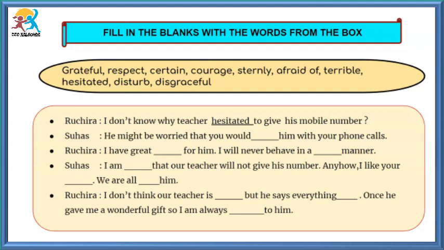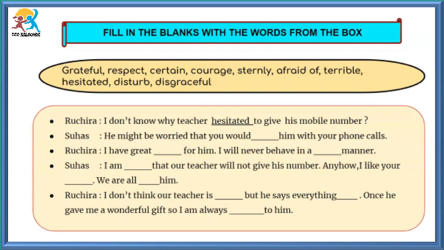In this exercise, you need to go box by box. Fill in the blanks with the words from the box. In the second box, you have 10 words that you need to fill in the blanks given in the third box. Here is a conversation between Ruchira and Suhas. The words given in the second box are grateful, respect, certain, courage, sternly, afraid of, terrible, hesitated, disturbed, and disgraceful. You need to find out these meanings and fill the blanks given in the box below. The first one I have done for you.